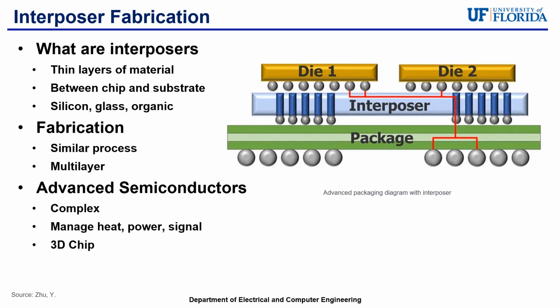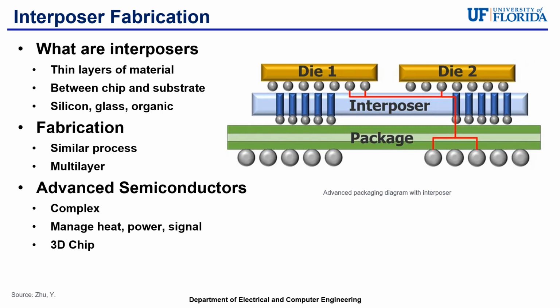While semiconductor components need to pass inspection and testing for quality and reliability, if you get more into advanced semiconductors such as interposer fabrication, they also have to go through inspection and testing. Interposers are thin layers of materials such as silicon, glass, or organic substances that are placed between the chip and substrate in a semiconductor device. They play a crucial role in connecting different semiconductor dies within a package and can support complex multi-layer structures.